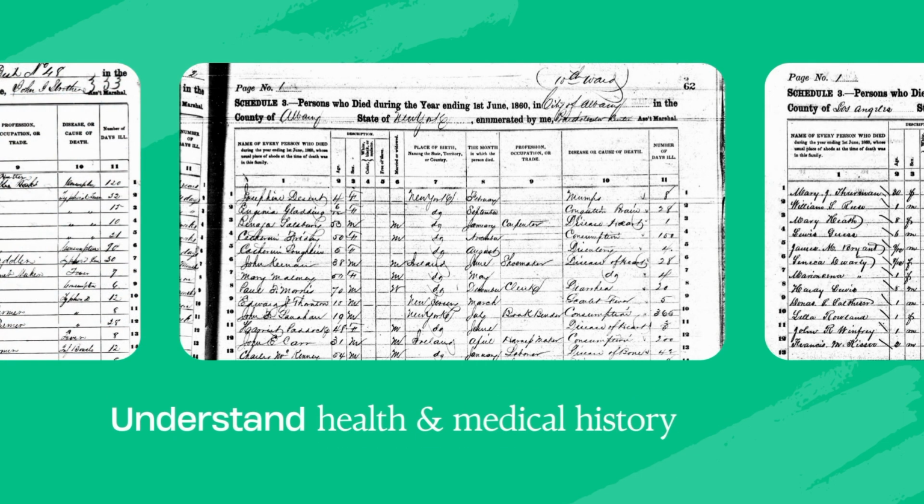Mortality schedules also help us understand the health and medical history of our ancestors. The causes of death listed in mortality schedules can provide insights into prevalent diseases or health issues within a community during a specific time period. The information may shed light on possible genetic conditions or environmental factors that affected the family's health.